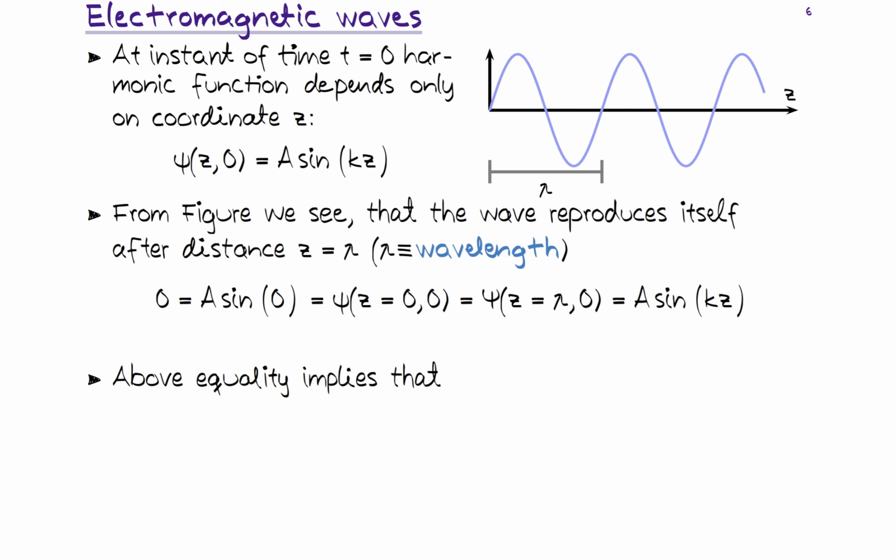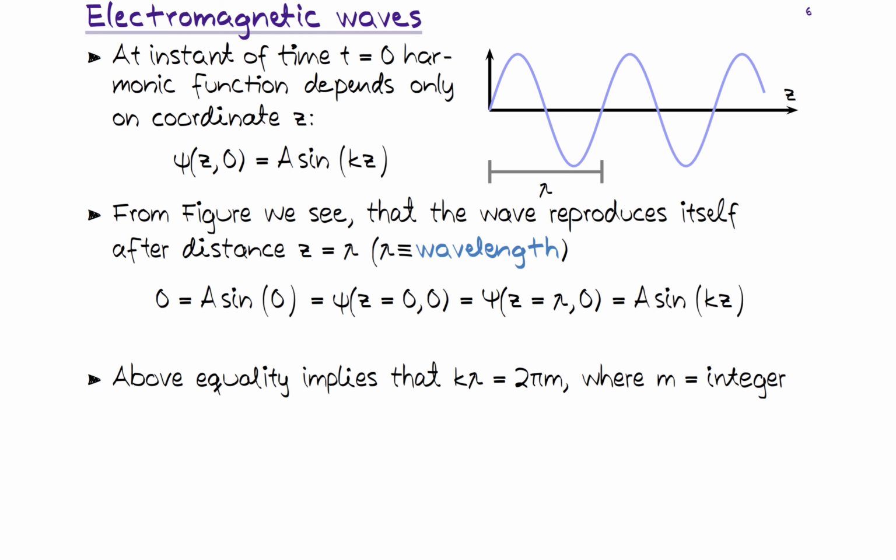And this, of course, implies that whatever we have inside the argument of sine has to be of a given form, since we must have 0 in the end. And of course, we must have 0 for all the amplitudes that we can imagine, so this implies that k times lambda, after the propagation of z equals lambda, must be equal to 2 pi m, where m is an integer, so that we still have a 0 equality.